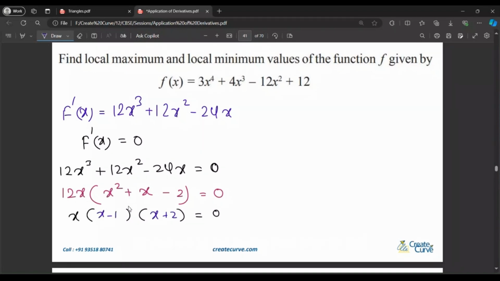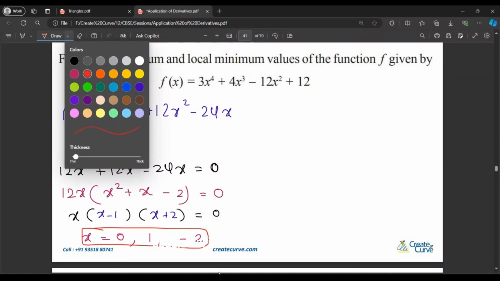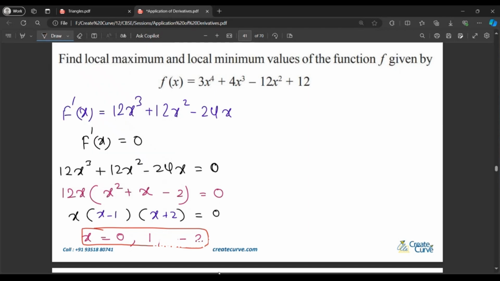So what will be the three values of x? x can be 0 also. x can be 1 also. x can be minus 2 also. Please confirm. Here everything is the same. Now it's time to find the double derivative. Double derivative means this function we have to differentiate one more time. f double dash x: double differentiation of the already differentiated function.